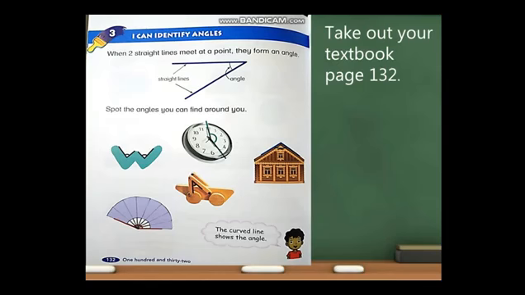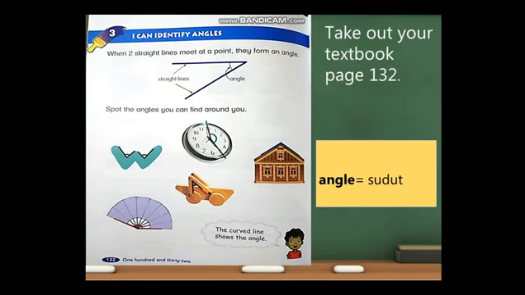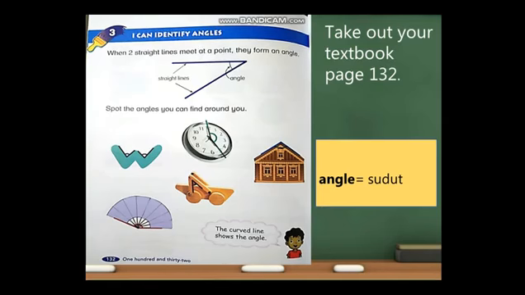Now, open your book, page 132. We are going to identify angles. When 2 straight lines meet at a point, they form an angle. You can see on your book, there are 2 straight lines, and then you can see the angle over there. Spot the angles you can find around you. The curved line shows the angle. Angle means sudut.